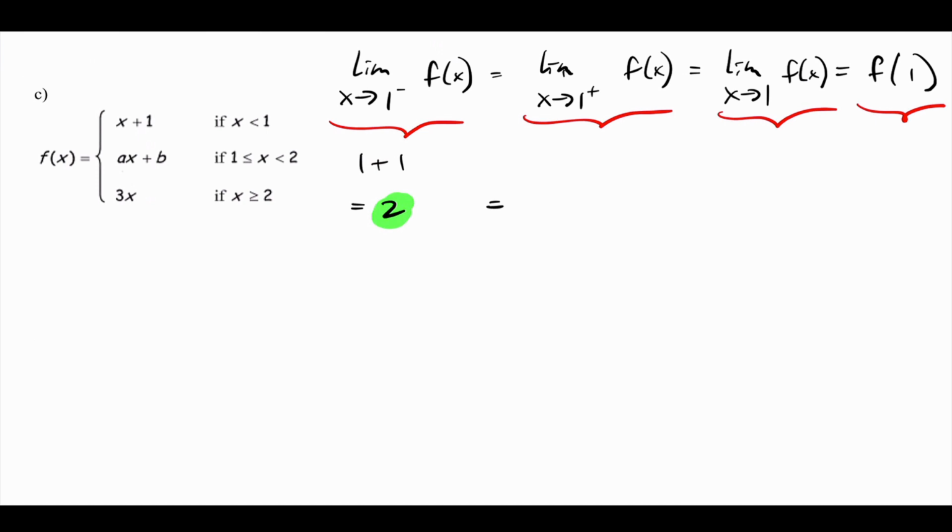If I'm checking as x approaches 1 from the right side, where should I plug it into? The middle, yeah, the middle, because that's where x is approaching 1 from the other side. So I plug in 1 for x, and I get a plus b. Don't know what they are, but that's what I get.